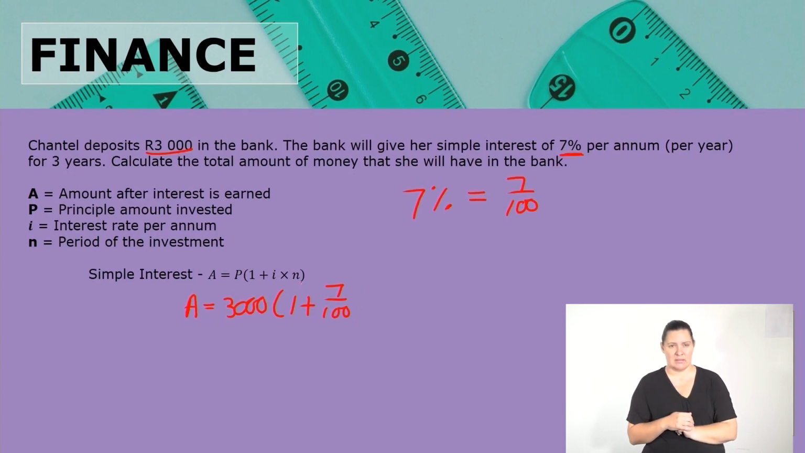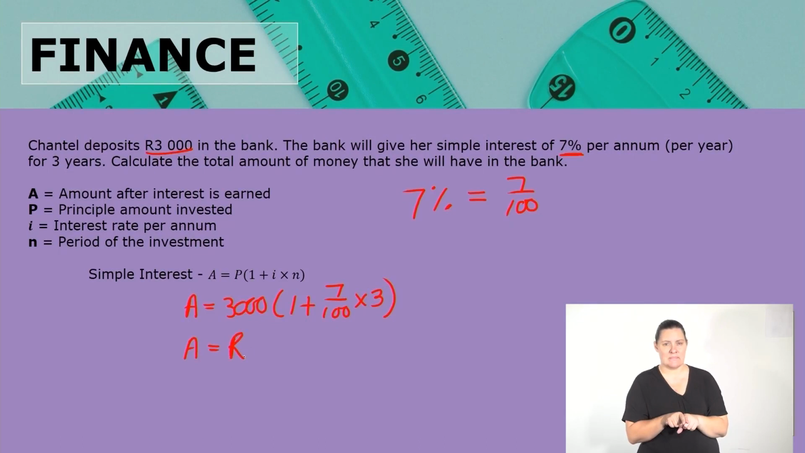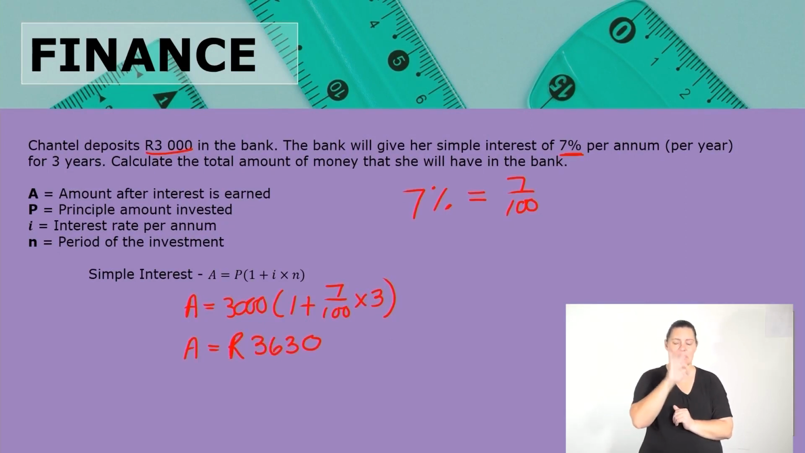Then we are also going to multiply by our period, which is our n, so we are going to multiply by 3. You can use your calculator to have the answer, but you will see that the answer is the same one that we got from the previous example of 3,630. So this formula makes things easier for us, so we don't have to go and calculate each interest for each year.